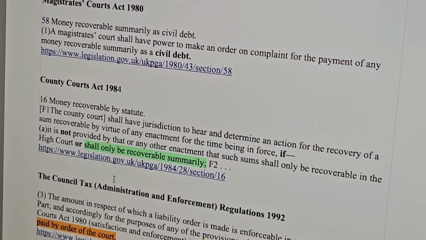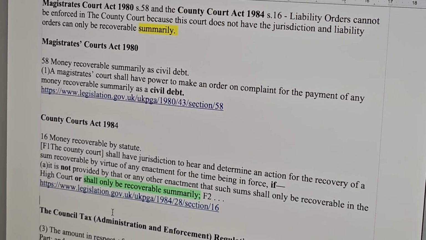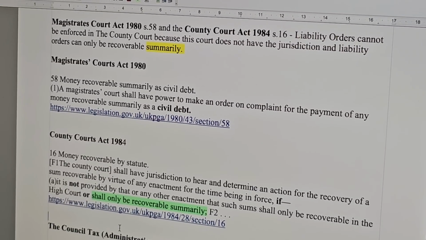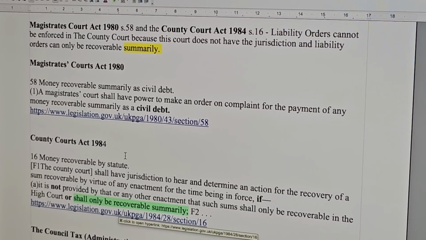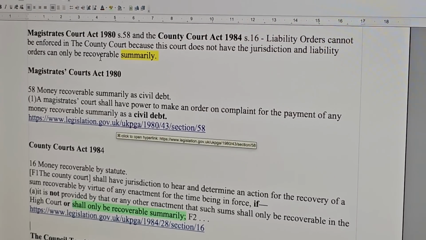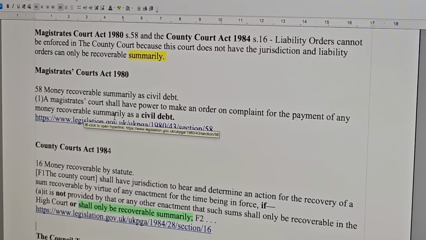Well, you can't get a liability order out of the magistrates' court or go there. We've tried. You can't even get your court cases. You can't get nothing, because they won't hear it, because in a magistrates' court, the only thing they can hear is why you haven't paid. Exactly. But it also says they can only be recoverable summarily.